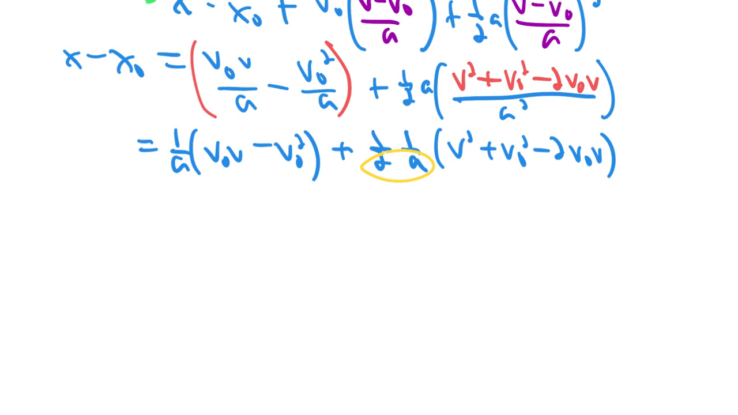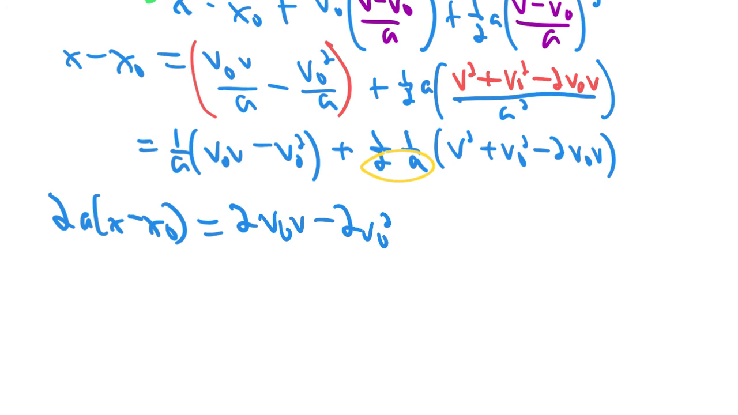So we get something like 2a times x minus x0. And then everything that's left over here. So we have a 2, right? When we multiplied by 2a, we got a 2 on the top. So we're going to have a 2v0v minus 2v0 squared. And then we're going to get everybody else coming along for the ride: v squared plus v0 squared minus 2v v0. Right? We get something like that.